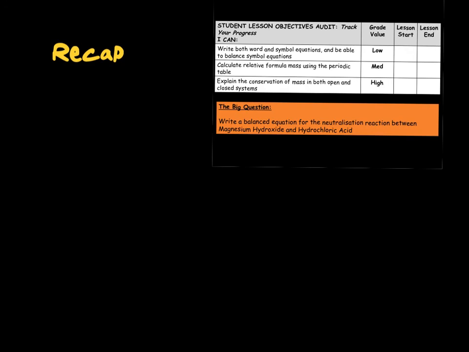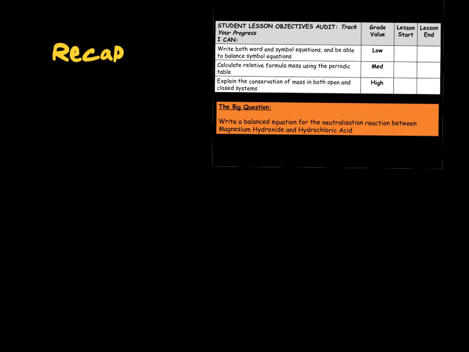Looking over what we've covered in this tutorial video, we have looked at both word and symbol equations, and we have looked at how to balance those symbol equations. We've calculated the relative formula mass using the atomic masses that we found on the periodic table, and we've looked at the conservation of mass in both open and closed systems. Our big question today was to write a balanced equation for the neutralization reaction between magnesium hydroxide and hydrochloric acid. This will form magnesium chloride and water.